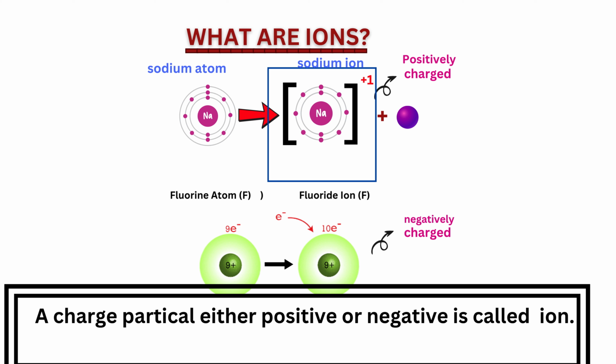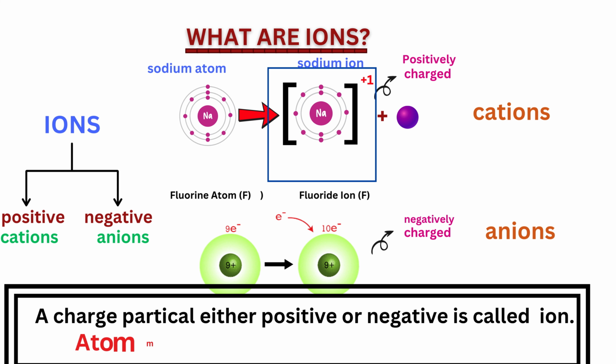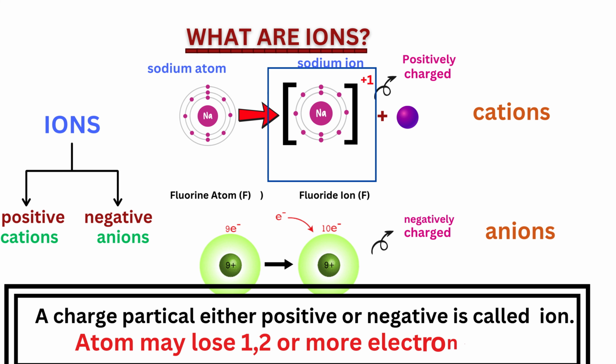From this example, we also learned that an ion may be positive or negative. Positive ions are called cations and negative ions are called anions. Sodium ion is called a cation and fluorine ion is called an anion. Remember that an atom may lose or gain 1, 2 or more electrons depending on its valency and ionization energy.